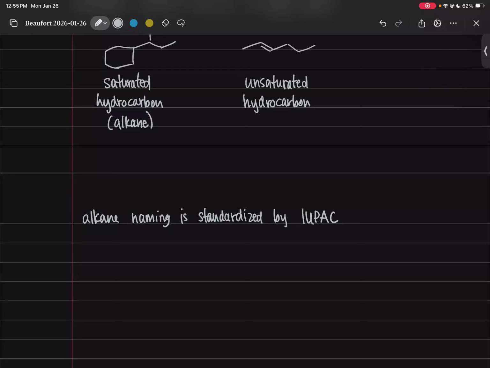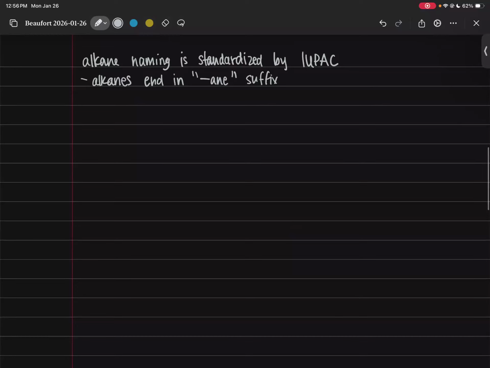So this is one thing that's used even in not-so-usual IUPAC names, and that is that alkanes always end in -ane, alkane. So that's where the -ane suffix comes from. Methane, butane, etc. Okay.